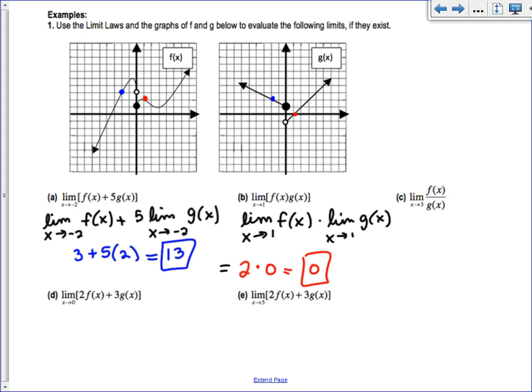I'm using the x value associated with the limit, like x goes to 1. All right, limit as x goes to 3, so that's the limit as x goes to 3 of f of x over the limit as x goes to 3 of g of x. On my f of x graph, as I get closer and closer to 3, what y value am I closer to? 1. And on my g graph, as I get closer to 3, 2. So the answer is 1.